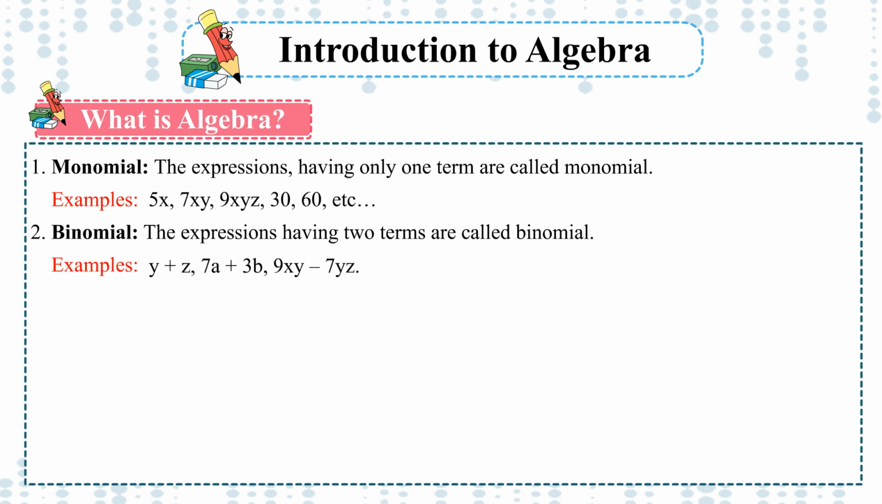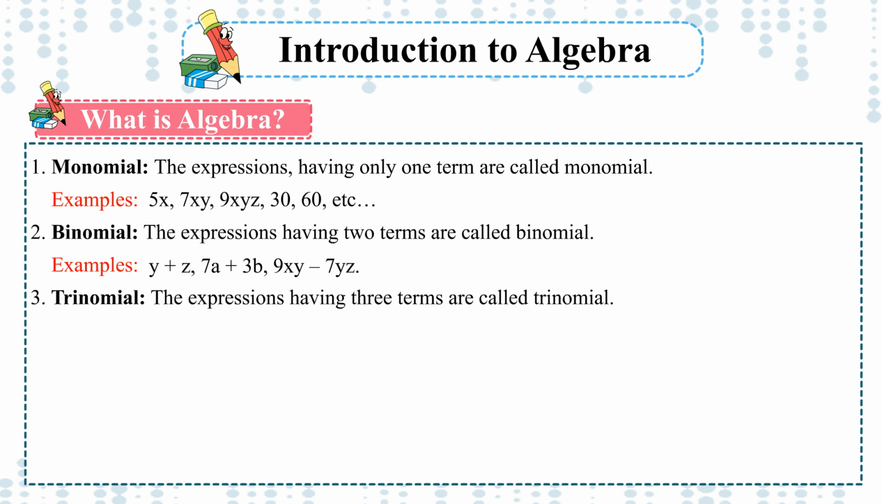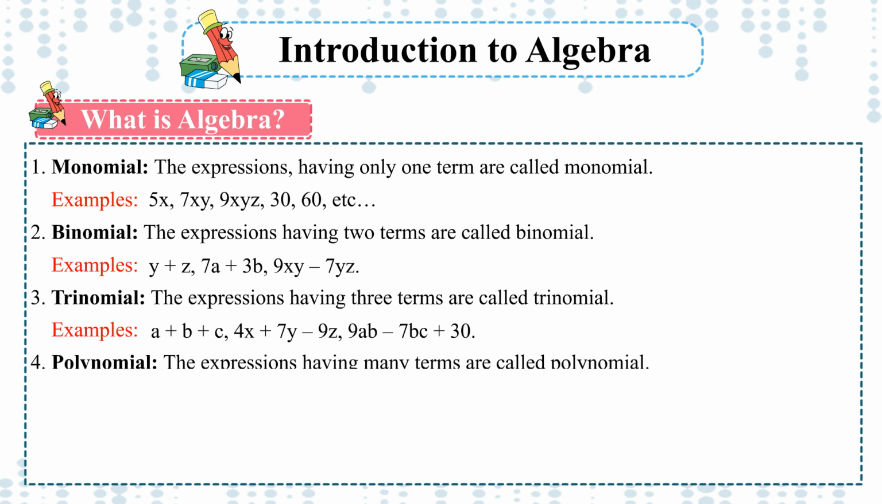Examples: y plus z, 7a plus 3b, 9xy minus 7yz. 3. Trinomial. The expressions having three terms are called trinomial. Examples: a plus b plus c, 4x plus 7y minus 9z, 9ab minus 7bc plus 30. 4. Polynomial. The expressions having many terms are called polynomial. Examples: 7a plus 9b minus 10c plus 4d minus 70.